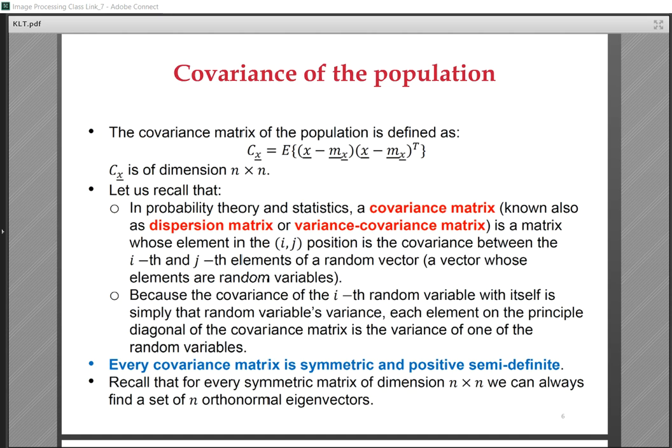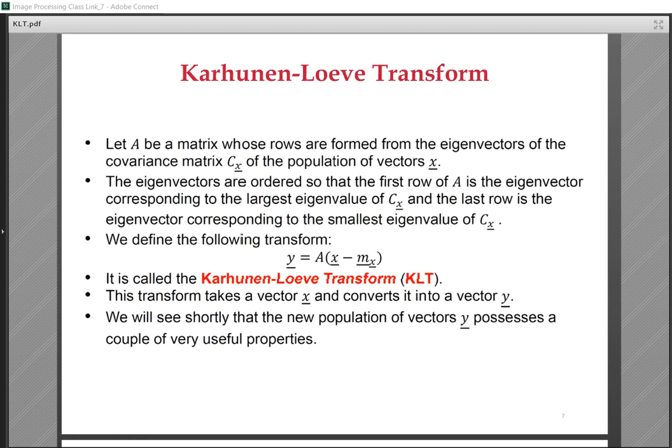Okay, positive semi-definite. Recall that for every symmetric matrix of dimension n by n, we can always find a set of n orthogonal eigenvectors. We spoke about eigenvectors and eigenvalues. If we have a symmetric matrix, from the calculus principles we had in undergraduate courses, we have n eigenvectors for a matrix of n by n.